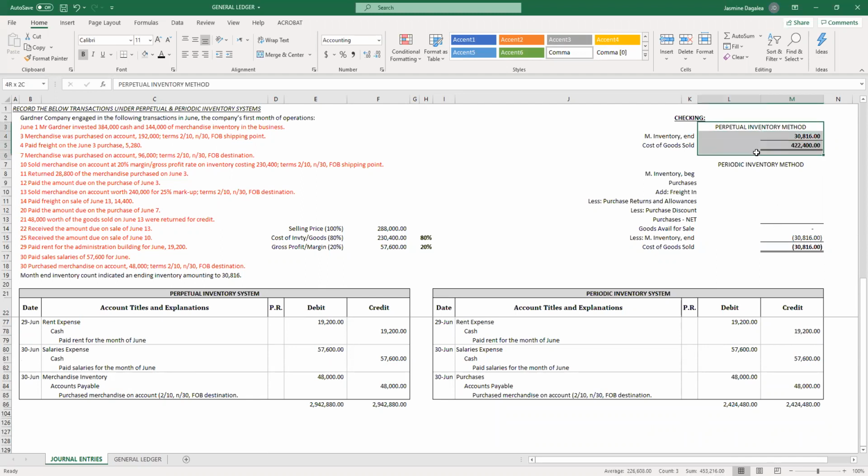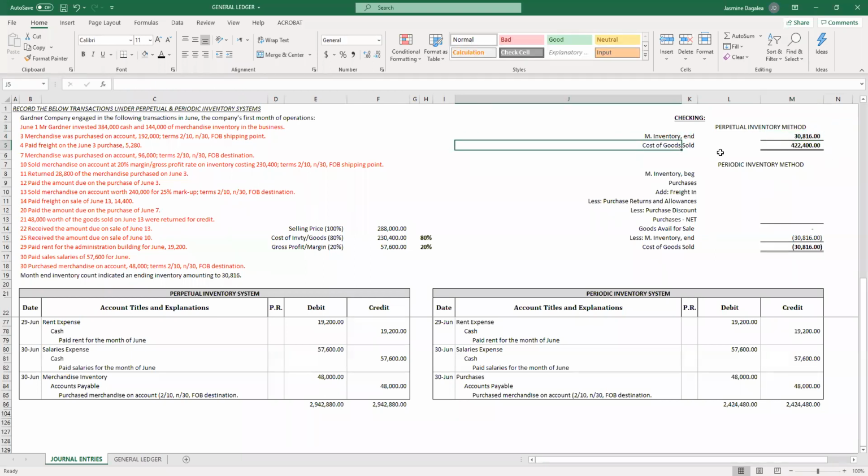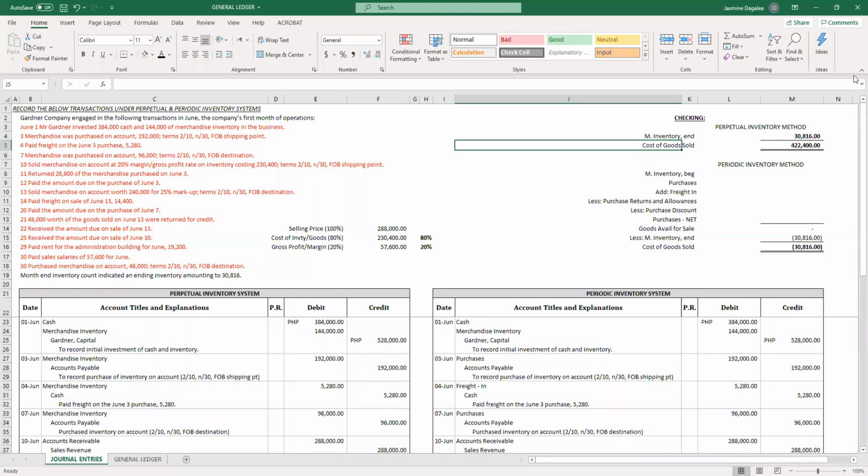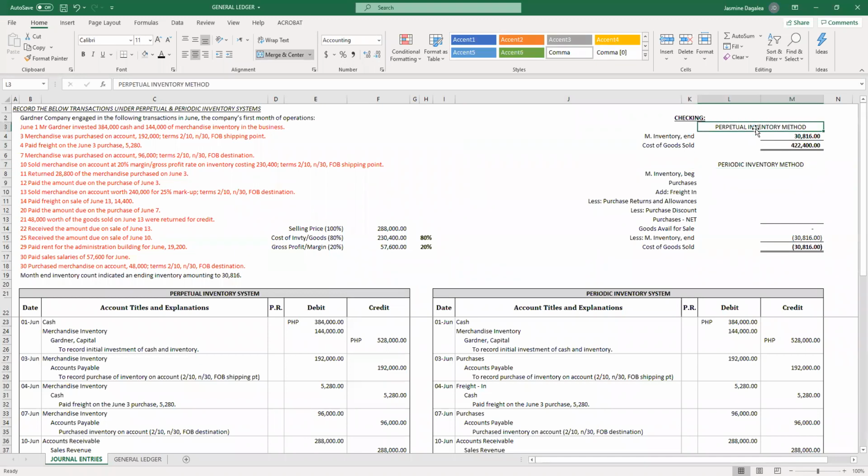Okay? Under perpetual inventory system, you are able to get the balances of inventory and cost of goods sold immediately. Kasi given na, if you post it to your ledger, your journal entries, you will immediately get the ending balance of your inventory and cost of goods sold account. Now we go to periodic inventory method.